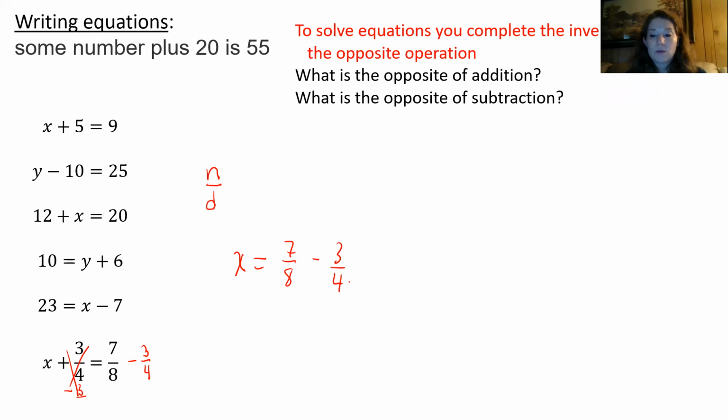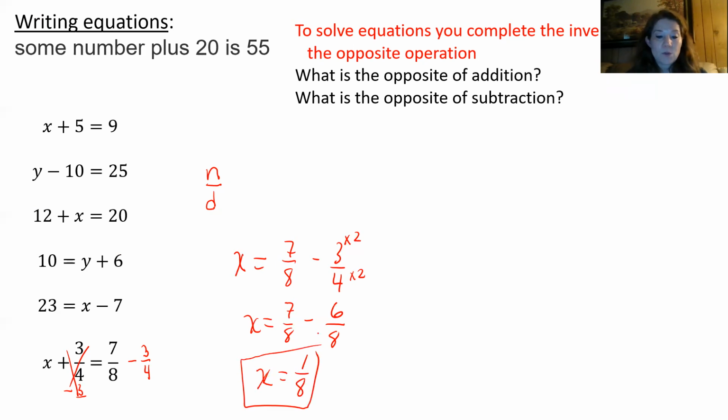Remember, you can only subtract when they have common denominators. So I'm going to change my denominator to 8. That one's already an 8. What times 4 equals 8? Times 2. So I'm going to multiply 3 times 2 and I get 6. So x is equal to 7/8 minus 6/8, which is equal to 1/8. X is equal to 1/8.